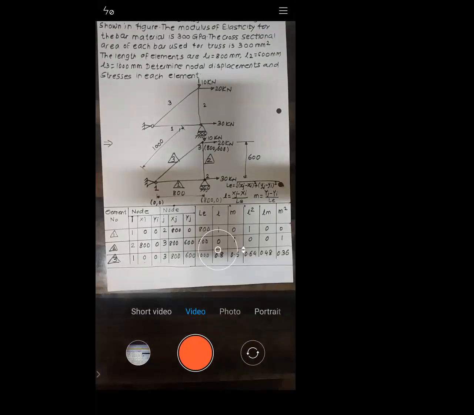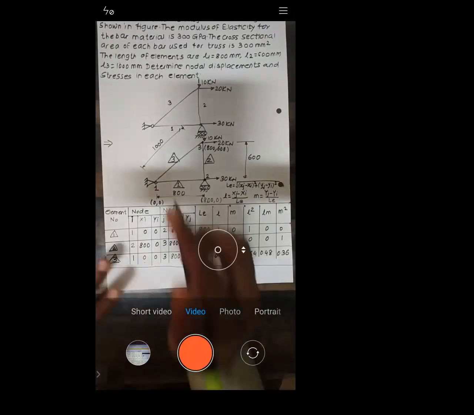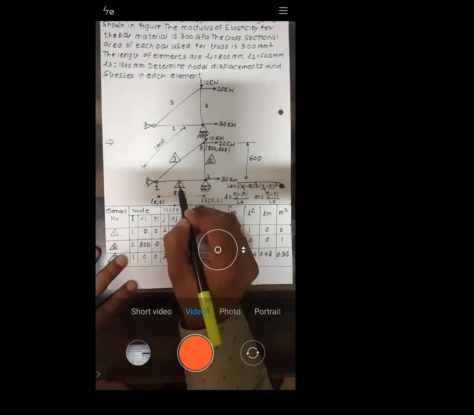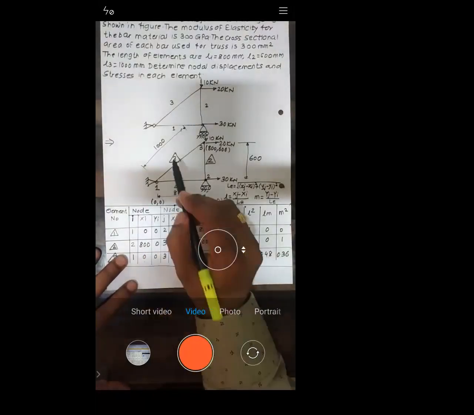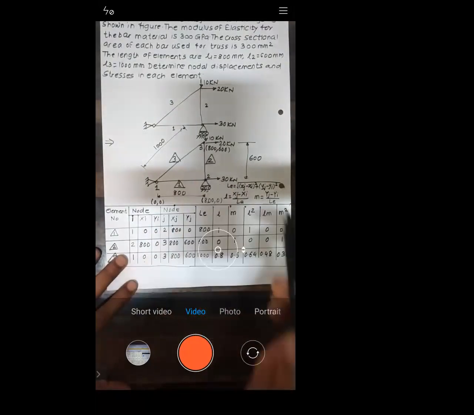See how I'm saying: for element number 1, how you write 1 2. So similar for element number 3, you should write 1 3. We are moving from left towards right. Okay, sir.